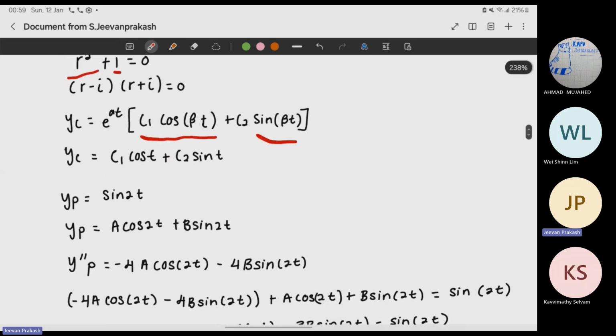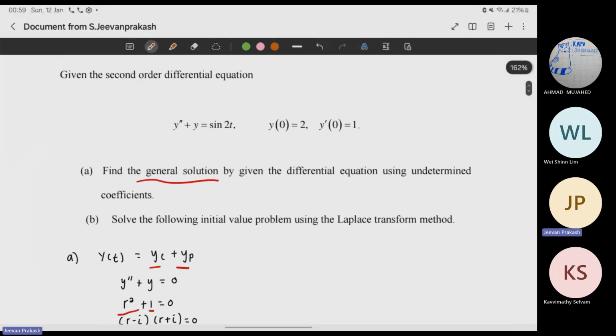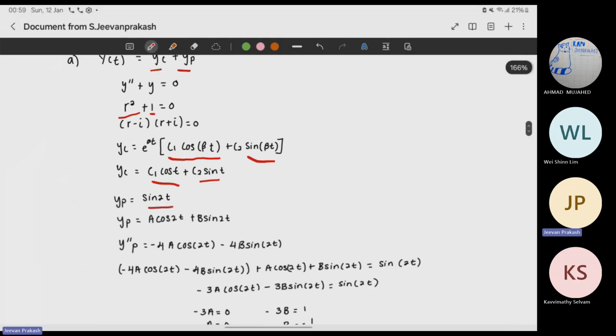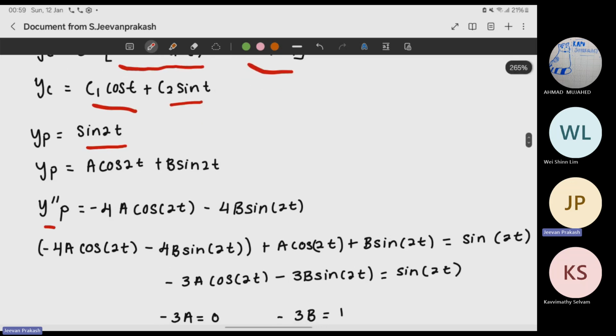And yc will be c1 cos t plus c2 sin t. Yp will be sin 2t according to the question. Then yp will be a cos 2t plus b sin 2t, and y double prime p will become negative 4a cos 2t minus 4b sin 2t.